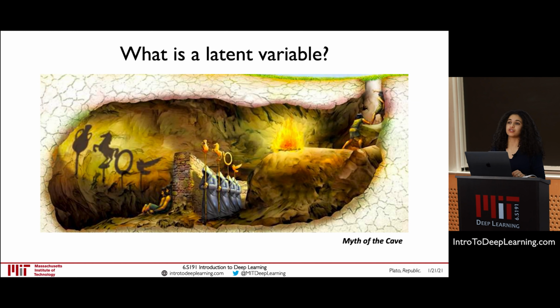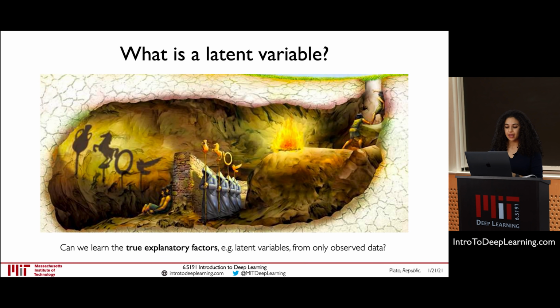They're the variables that are not directly observable, but they're the true explanatory factors that are creating the observable variables, which in this case, the prisoners are seeing, like the shadows cast on the wall. And so our question in generative modeling broadly is to find ways of actually learning these underlying and hidden latent variables in the data, even when we're only given the observations that are made.